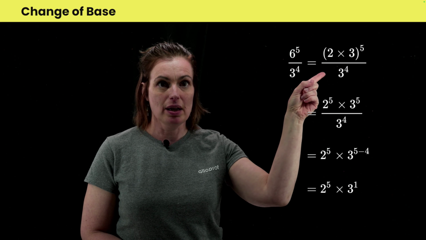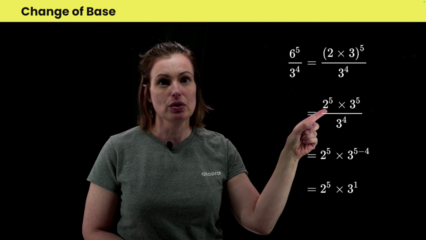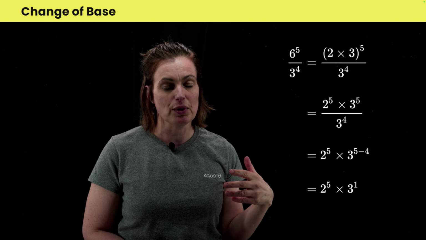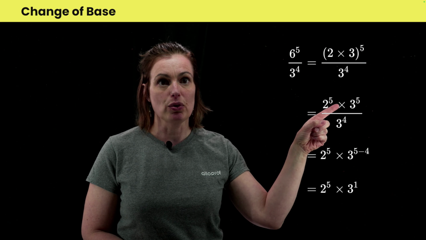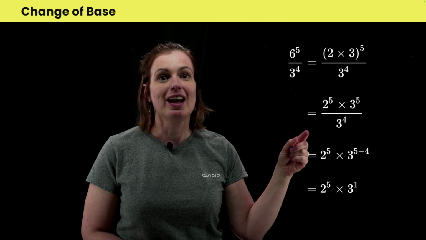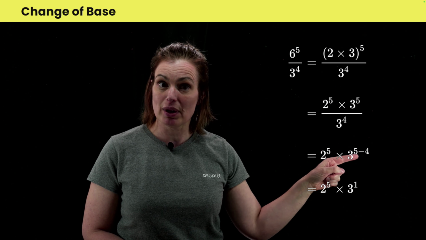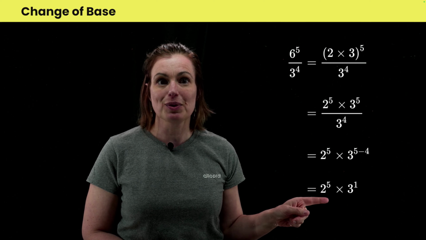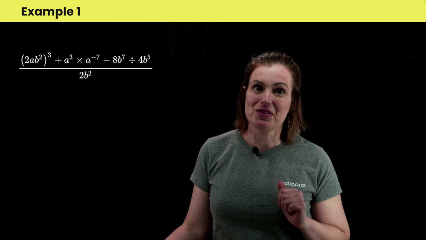I apply my law to the brackets here to get 2 to the exponent 5 times 3 to the exponent 5 over 3 to the exponent 4. Now, because I've created the same base situation in both the numerator and the denominator position, now I can apply my law again, and that will lead me to subtracting my exponents, which you see here. And in the end, I end up with 2 to the exponent 5 being multiplied by 3 to the exponent 1. So now we're ready for some examples.